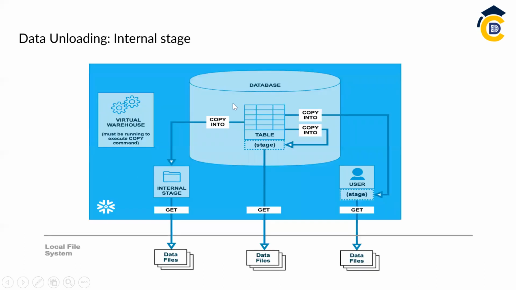So see here, this is our Snowflake database, right? First we will copy into an internal stage, either a named stage, or directly from the table stage, or from the user stage. Either of these three. First we will copy, then we will fire the GET command, and we will get the files downloaded into the path that we specify in the GET command, right?